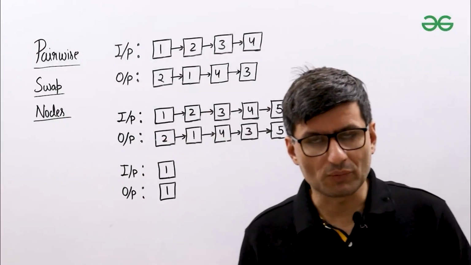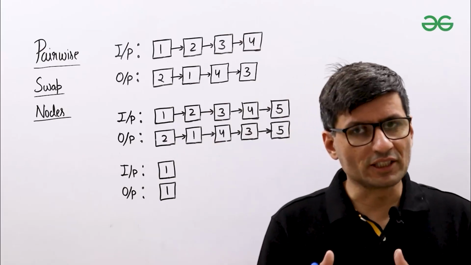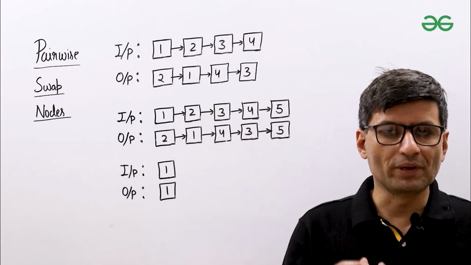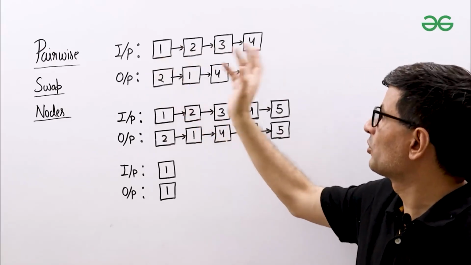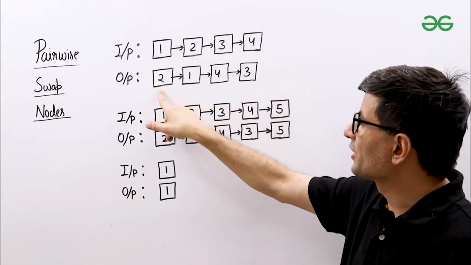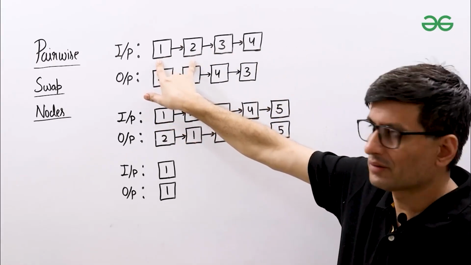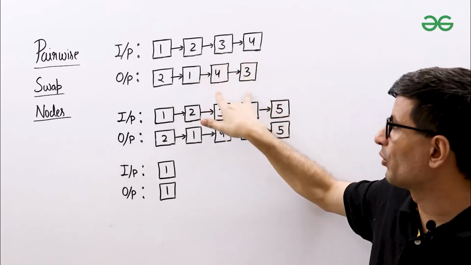Let us talk about this problem. We are given a singly linked list and we need to pairwise swap nodes of the linked list. For example, if the linked list is 1, 2, 3, 4, we need to change it to 2, 1. These two are swapped with each other. Then these two are swapped with each other, 4, 3.